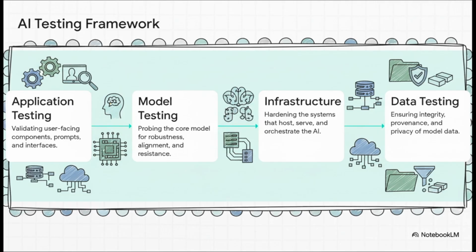The best way to think about it is like an onion. You've got layers of protection. The outer layer is application testing. That's everything the user sees and touches. Peel that back and you get model testing, where you are poking and prodding the actual AI brain. Deeper still is infrastructure testing, making sure the servers and the systems running everything are rock solid. And right at the very core, you have data testing, making sure the fuel for the whole system is pure and secure. It's really brilliant because if one layer fails, another one is there to catch the problem.